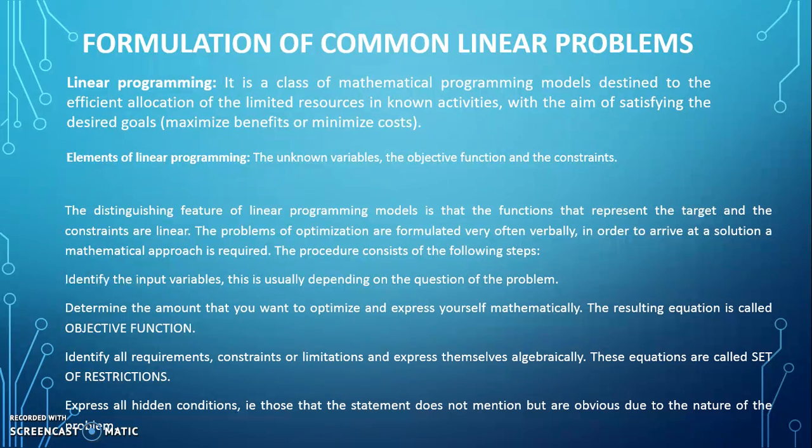Identify the input variables. This usually depends on the question of the problem. Determine the quantity that you want to optimize and express it mathematically. The resulting equation is called the objective function. Identify all requirements, constraints, or limitations and express them algebraically. These equations are called the set of restrictions.